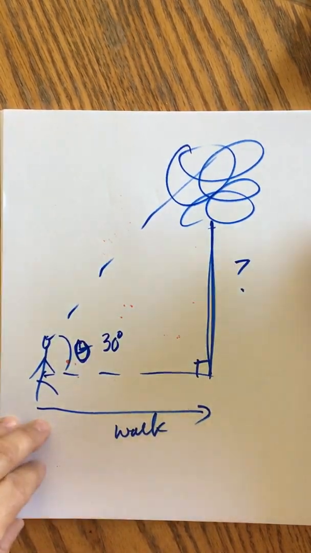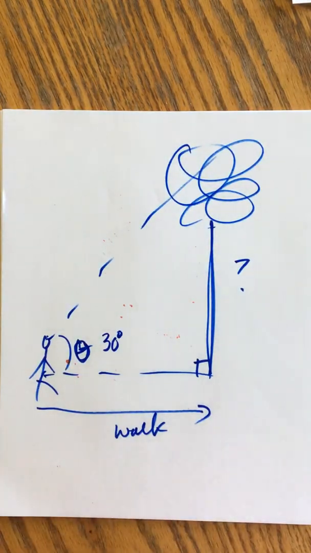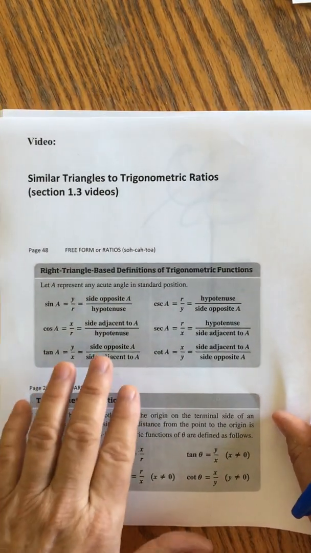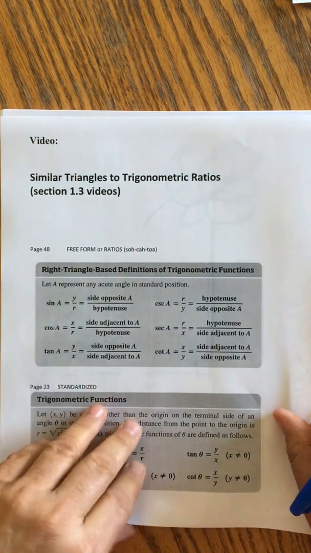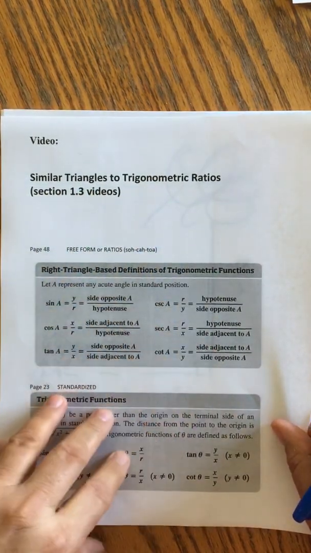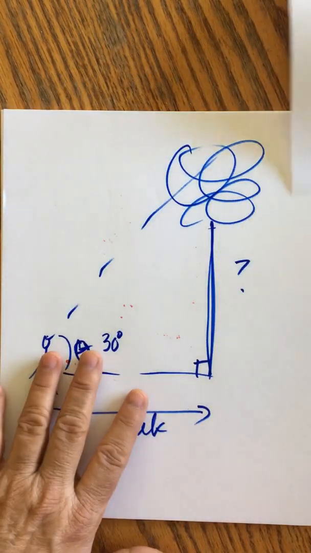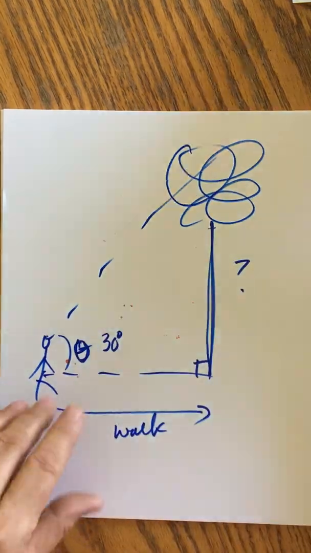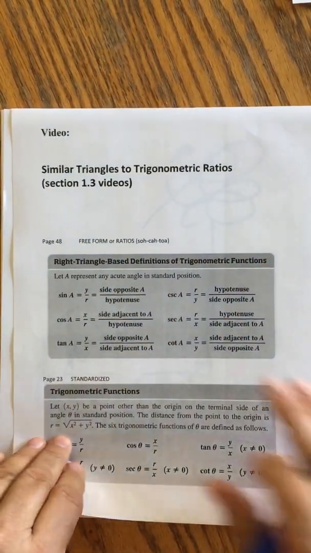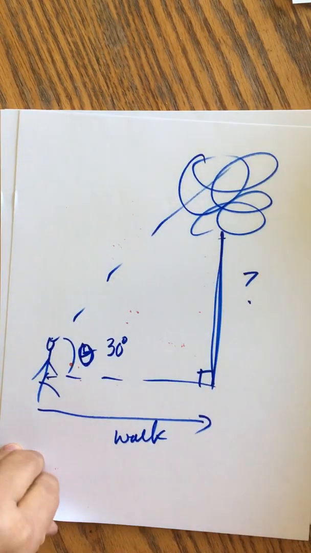If you want to know a lot more about this, this is one of the most important videos I can direct you to. It's in the section 1.3 videos, similar triangles to trigonometric ratios. It goes much more in depth and explains how these 6 arose, how they're related to each other, how to use them, and the point of similar triangles moving on into trigonometric ratios. Okay, so there's your freeform triangles.